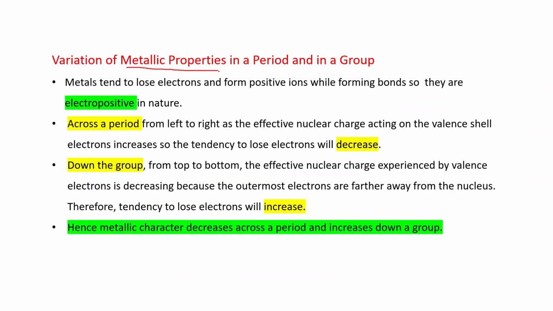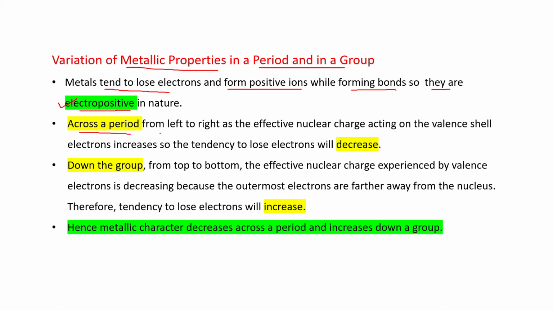Variation of metallic properties in a period and in a group. Metals tend to lose electrons and form positive ions while forming bonds, so they are electropositive in nature. We have discussed the formation of ionic bonds. In that, an ionic bond is formed between a metal and a non-metal, and the metal loses the electron and forms a positive ion. That's why metals are known as electropositive elements.